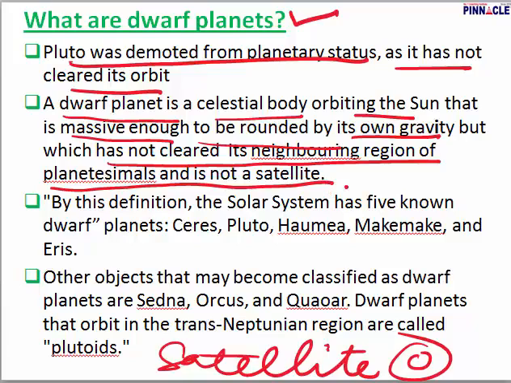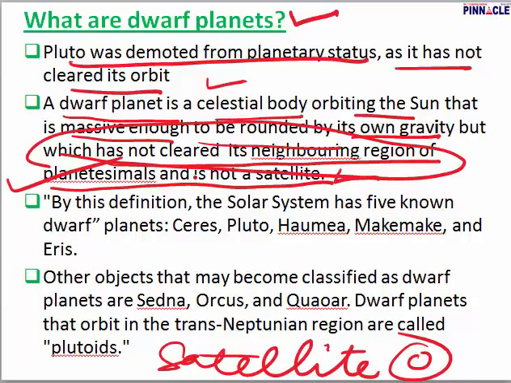So any heavenly body which is not a natural satellite, which is not a planet, and which has not cleared its neighborhood, its neighboring region of planetesimals, that will be known as a satellite. And by this definition, the solar system has 5 known dwarf planets. Please remember, you could be given a question as to which of the following is not a dwarf planet, or which of the following is a dwarf planet.